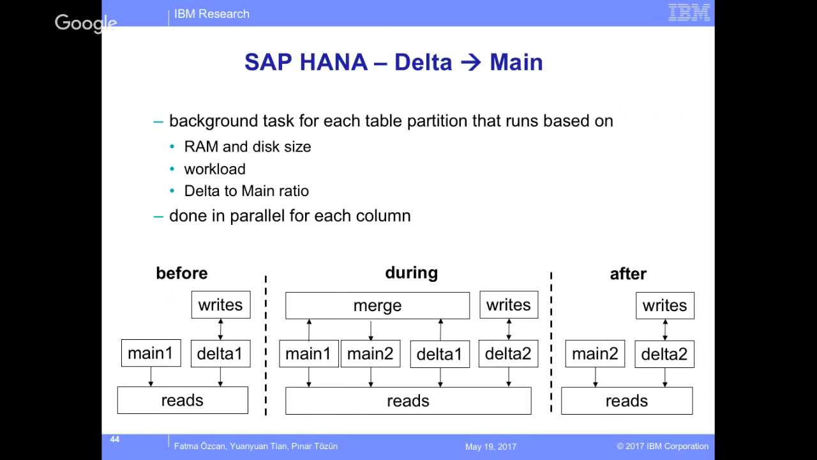You can trigger this based on the size of your RAM and disk. It all depends on how much space you have available for your delta. It also depends on your ingest rate. If you don't have so many updates, you wouldn't trigger this so frequently. Also, this is an operation that is parallelizable for different columns.